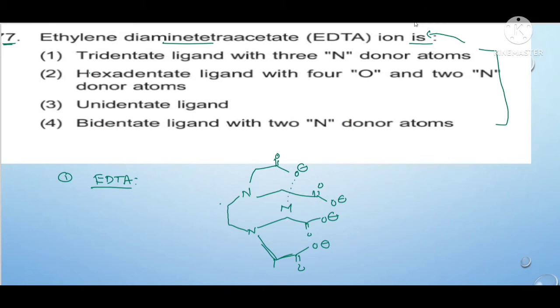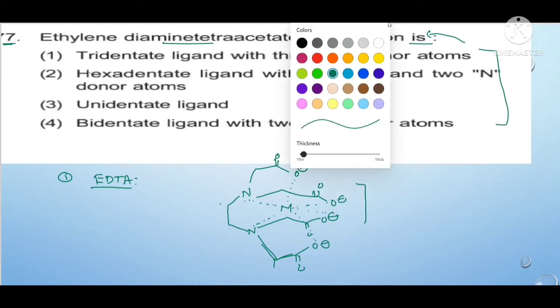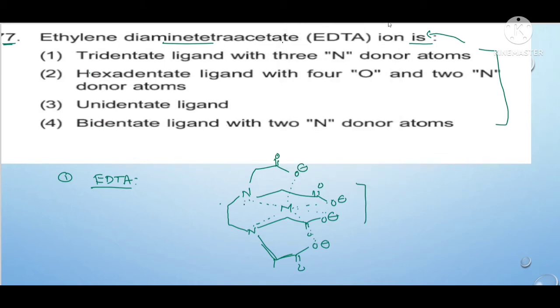It donates electrons to this metal. Nitrogen, having a lone pair, will also donate to the metal. Oxygen donates electrons to the metal, and the two nitrogens will also donate to the metal. Now let us number how many donating sites are present. Here nitrogen 1, here 2, 3, 4, 5, 6. Six donor sites are present. That's why it's called a hexadentate ligand. Why? Because here six sites are present to donate electrons.